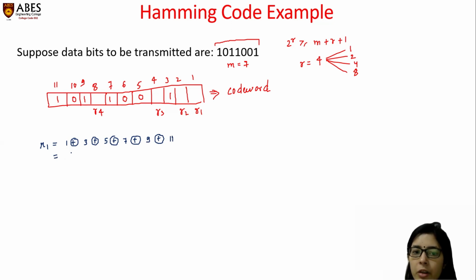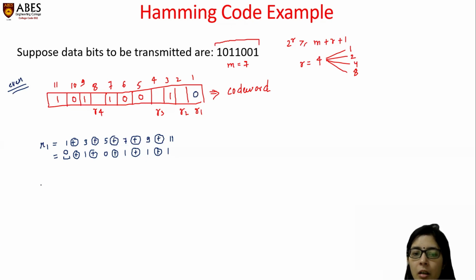At position 1 we don't know what should be there, but at position 3 we have this value 1. Now at position 5 we have this value as 0. At position 7 we will have 1, and at position 9 we have 1, and at position 11 we have 1. Because we are using the even parity, we need to keep the number of ones as even. So again we will calculate the number of ones. Here the number of ones is already even, so the value of this redundant bit R1 should be 0.